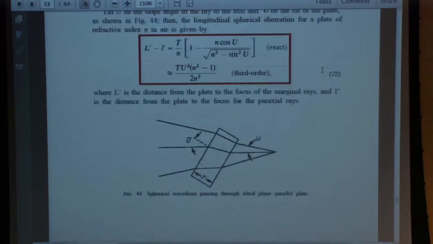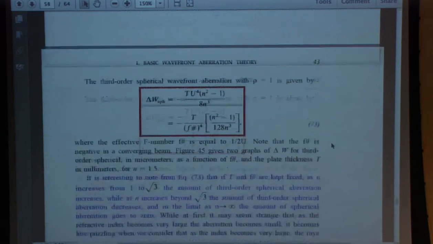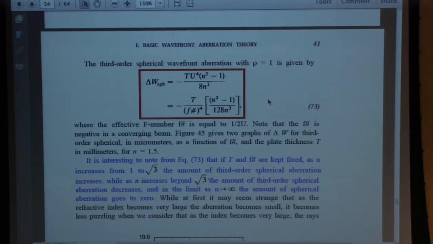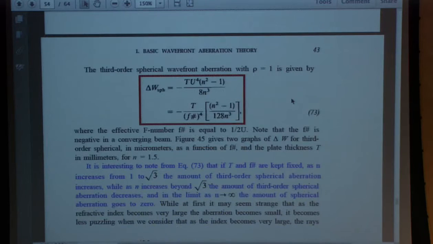I gave the equation for the distance between the focus for the marginal rays and the paraxial rays. But what is probably more useful is the wavefront aberration that you get here. The third order wavefront aberration goes as T, the thickness, U to the fourth, U being the cone angle here, or half a cone angle, times (n squared minus 1) over 8n cubed.